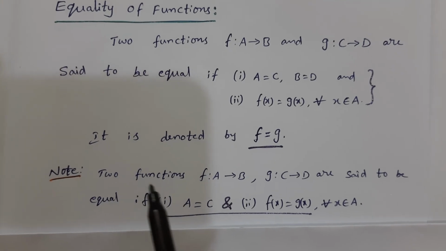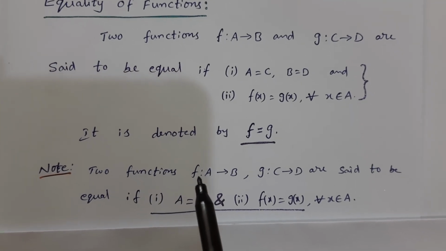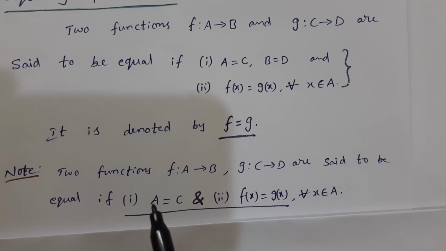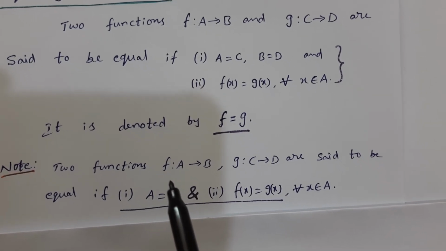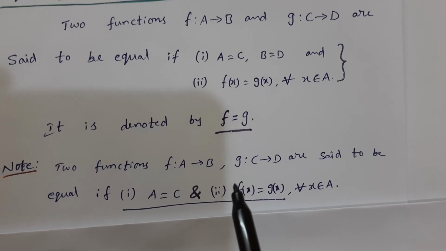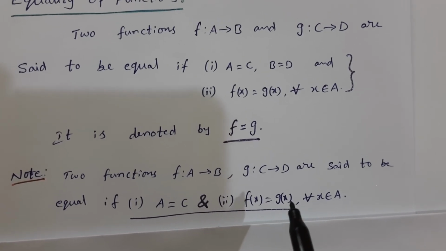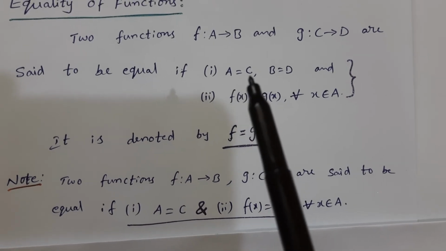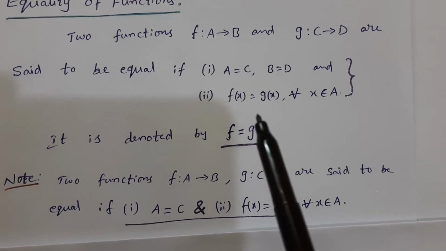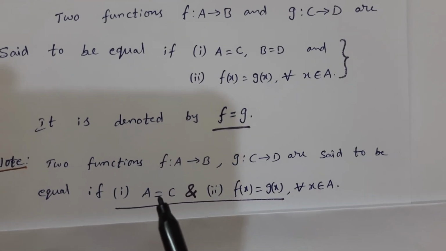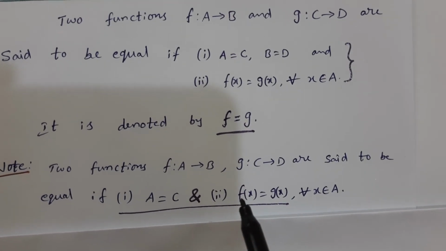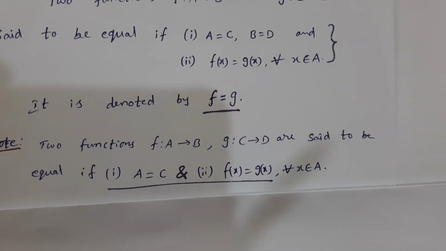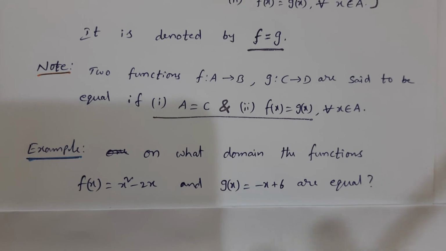Here, some mathematicians say that two functions f from A to B, g from C to D are said to be equal if A equals C, that is domain of f equals domain of g, and f(x) equals g(x) for all x belonging to A. Above, it was said that both domains are equal and codomains are equal, and f(x) equals g(x). Here, if the domains are equal and f(x) equals g(x), then we can say both functions are equal. Now we will see one example.